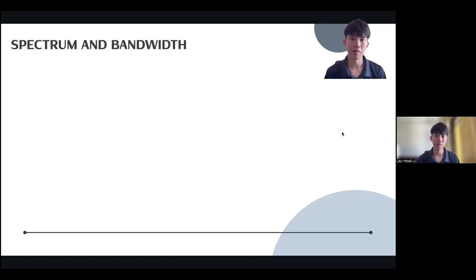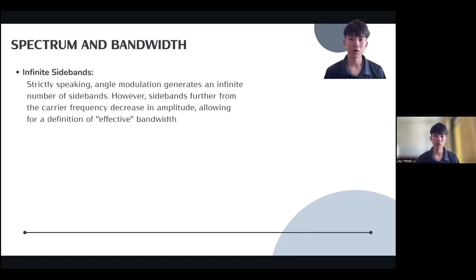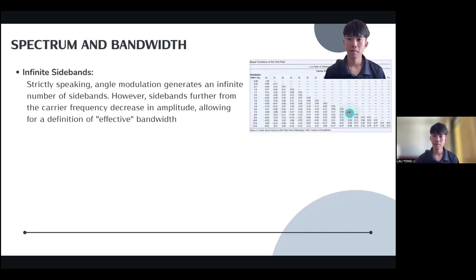Now have a look at spectrum and bandwidth. Strictly speaking, angle modulation generates an infinite number of sidebands due to its nonlinear nature. However, sidebands further from the carrier frequency decrease in amplitude, so we only consider the effective bandwidth where the significant power lies. On the Bessel function table right here, we can see that when the modulation index is small, for example equal to 0.5, only the first sideband pair is significant. As the modulation index increases, higher-order sidebands gain more amplitude. This explains why wideband phase modulation requires more bandwidth compared to narrowband phase modulation.